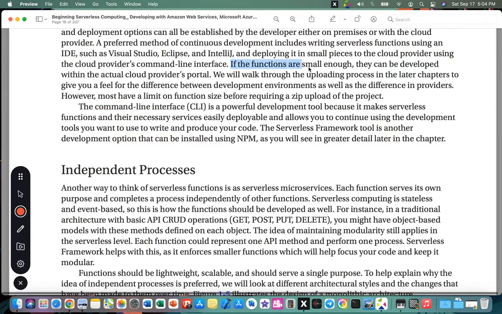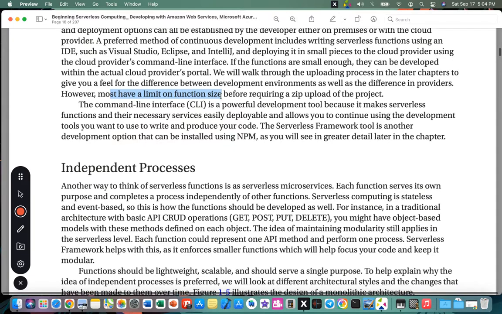If the functions are small enough, they can be developed within the actual cloud provider's portal. We will walk through the uploading process in later chapters to give you a feel for the difference between development environments as well as the difference in providers. However, most have a limit on function size before requiring a zip upload of the project.